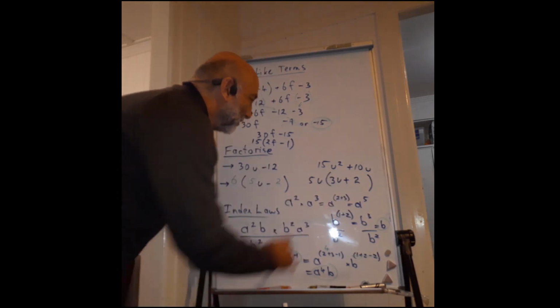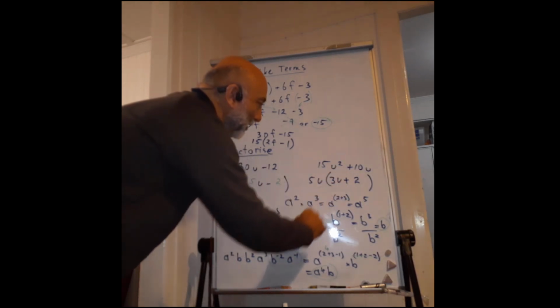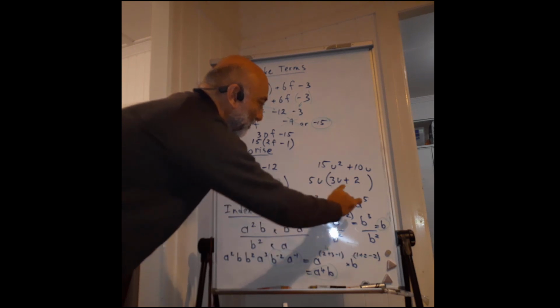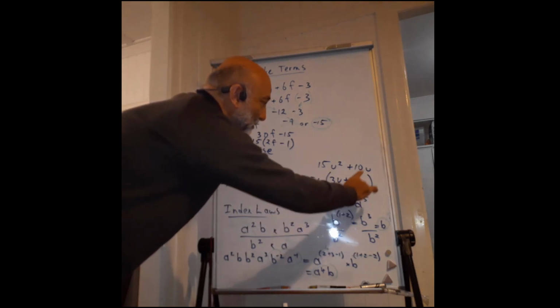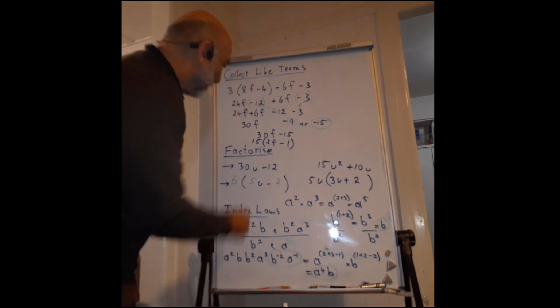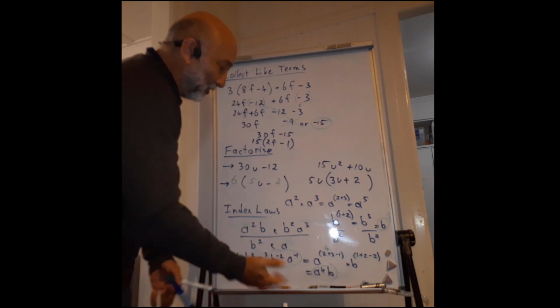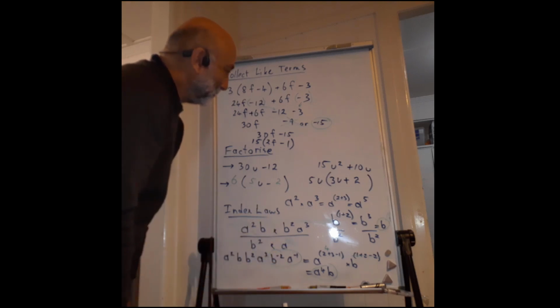So let's just do a final check. 5u times 3u is 15u squared. Perfect. 5u times 2 is 10u, and our plus is preserved there. And that's how we factorize that expression, but we're also using our knowledge of our index laws. Great.